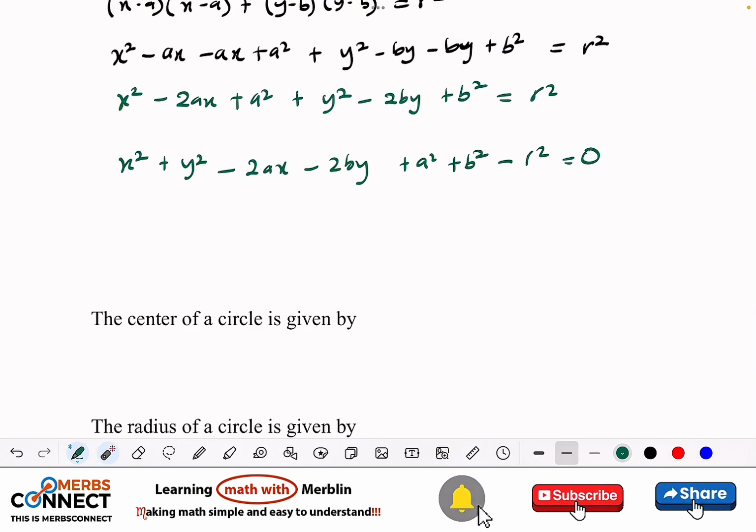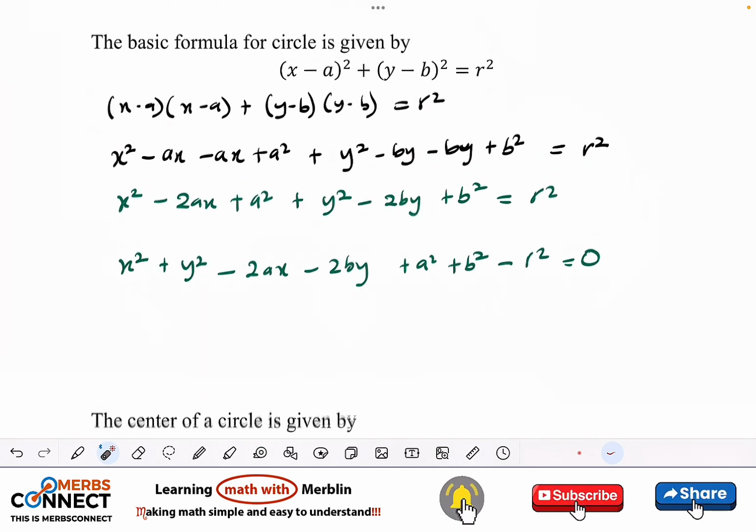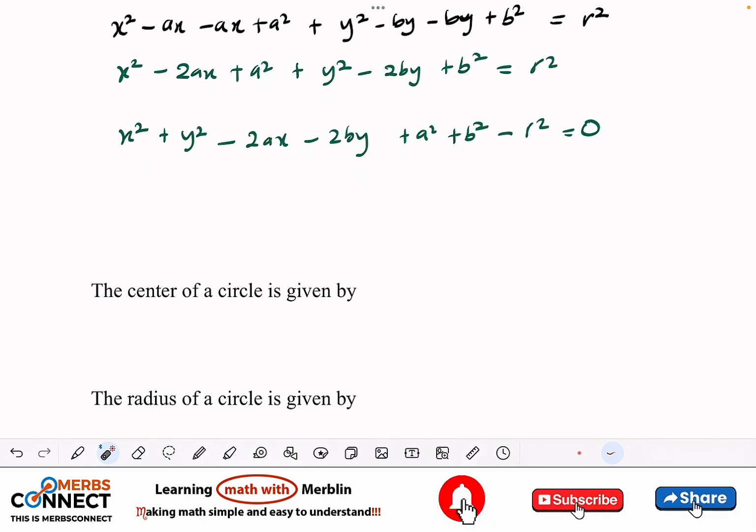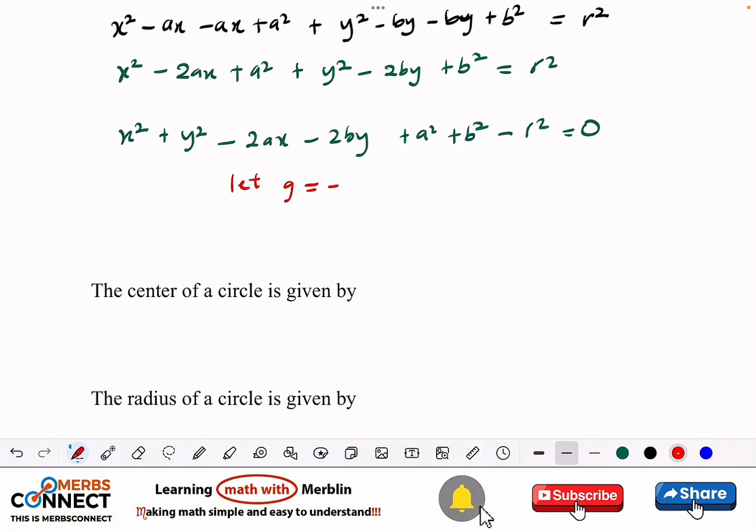So let me just move all of them to the left side rather, right? What we want is to make sure that this is positive. Remember when we started this, we said the center is (a, b). So now we are going to change the center here. What I'm going to do is very simple. I'm going to let g be equal to −a and f be equal to −b. So this implies that a is equal to −g, and b is equal to −f.